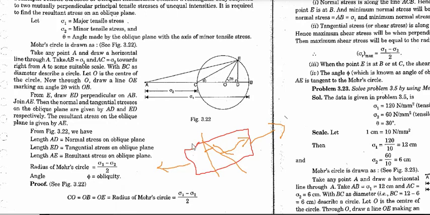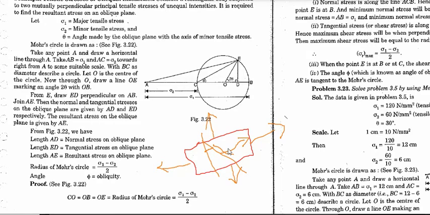Similarly, in the other case, when you have normal stresses acting in perpendicular directions, from the analytical formula we had normal stress equals sigma 1 plus sigma 2 over 2 plus sigma 1 minus sigma 2 over 2 cos 2 theta. And for the tangential stress, we have sigma 1 minus sigma 2 over 2 sine 2 theta. And if we want to find the resultant of both of these stresses, then it will be under root of sigma n square plus sigma t square.